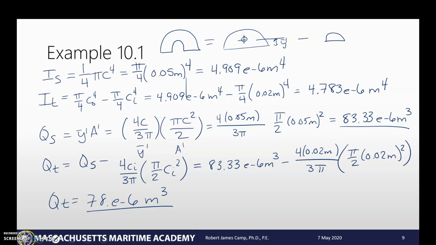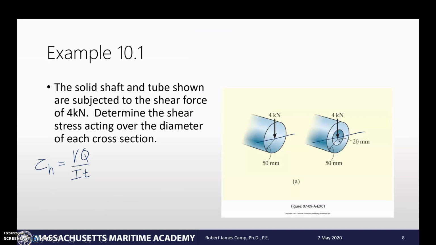Okay, so one thing I do want to talk about next is thickness. And so thickness is the thickness of the cut. So like this guy right here, the thickness is going to be over the entire diameter. So the thickness of the solid is going to be 0.05 meters, because this is where the shear stress is acting.